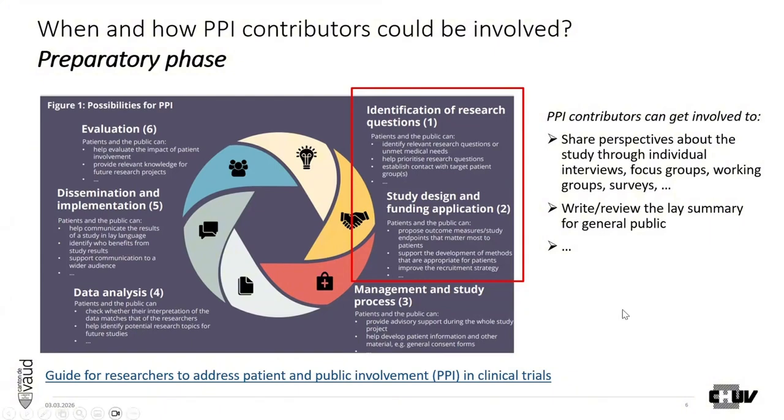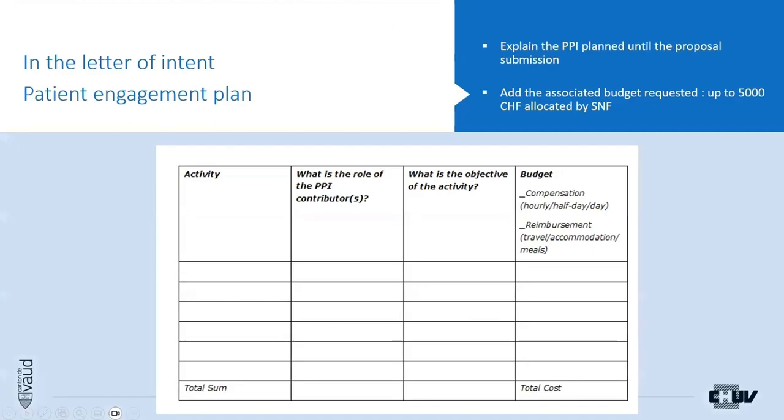And those aspects, you will have to clarify and explain in the letter of intent that you are going to write, in this patient engagement plan, where you will also have to describe the budget that you would like to have for these different tasks, knowing that the SNF could give you up to 5,000 francs for this PPI phase. I won't go into any other detail about this patient engagement plan, because you are going to hear about it in the next presentation.